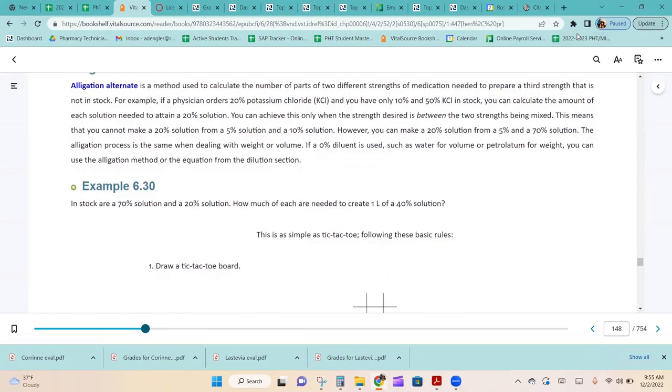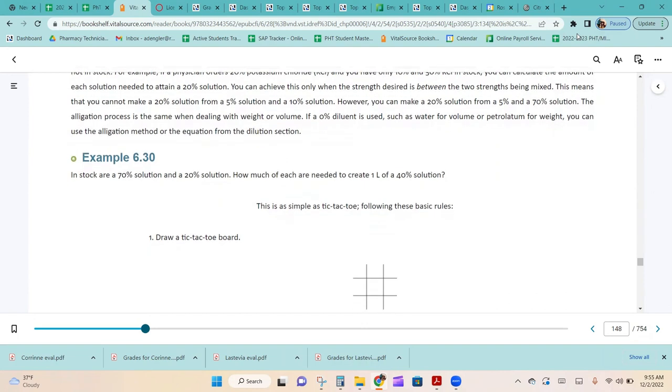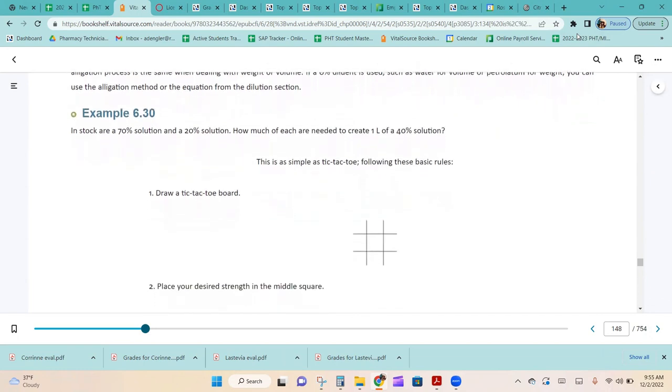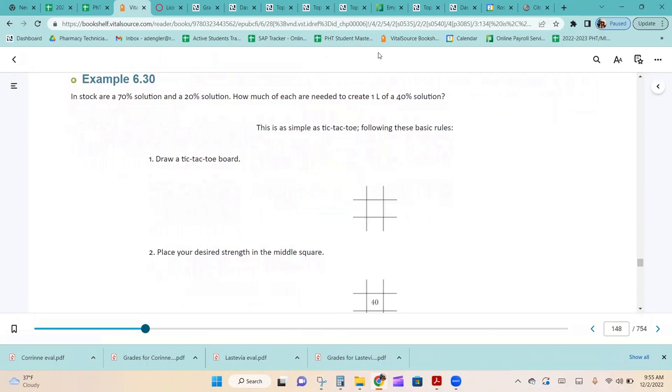The alligation process is the same when dealing with weight or volume. If a 0% diluent is used, such as water for volume or petroleum for weight, you can use the alligation method or the equation from the dilution section. All right, so now we'll go over some examples of those.